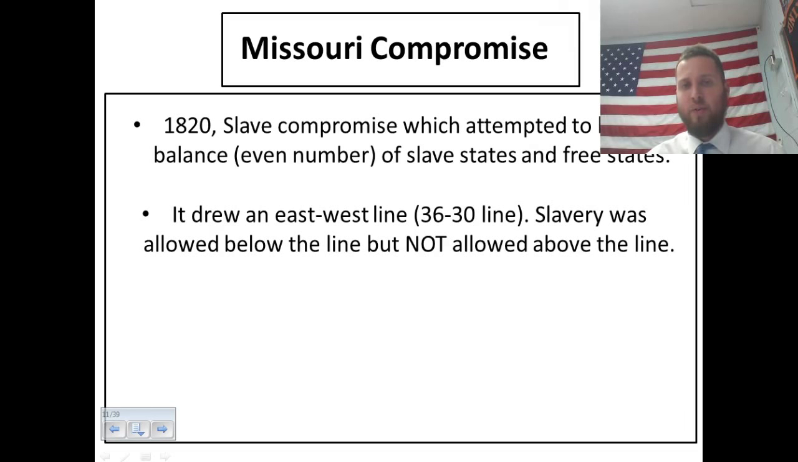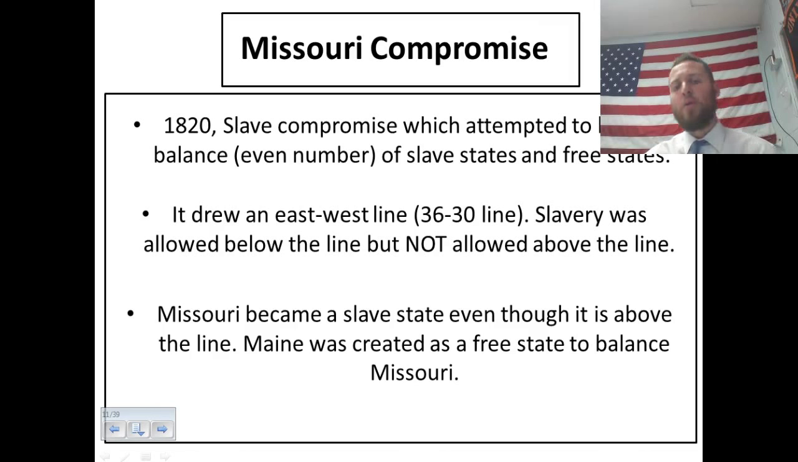So you drew a line right underneath Missouri. Slavery is allowed below, but not allowed above. You know the crazy thing? Missouri became a slave state even though it's actually above the line. Maine was created as a free state in order to balance out Missouri.